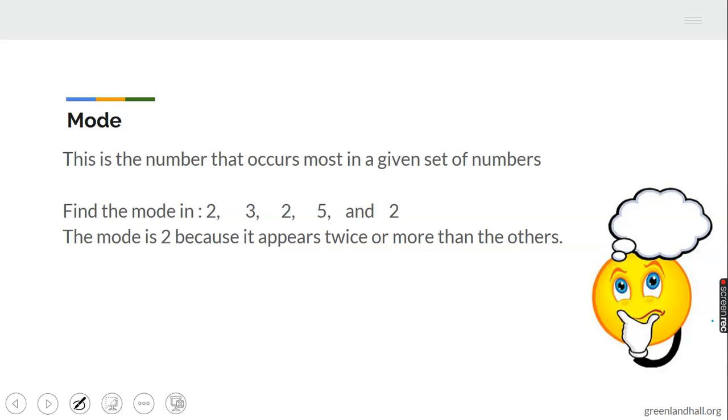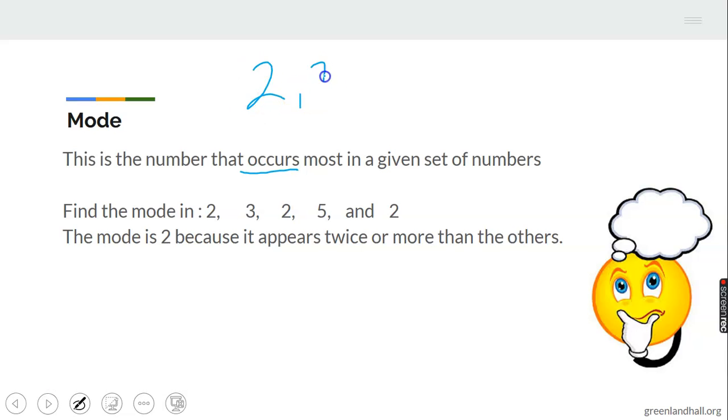Mode means the number that occurs most in a given set of numbers. You're given a series of numbers, you check which number appears the most, or we can say most frequently, that's more frequently seen in the set of numbers or items that you are given. So the number that occurs most automatically becomes your mode. Don't forget that. It appears the most. Occurs the most.